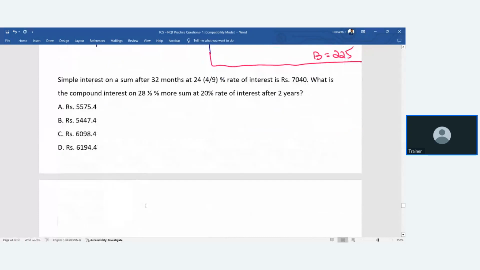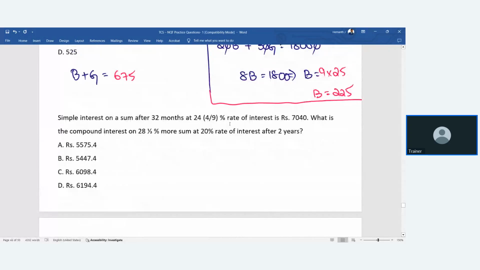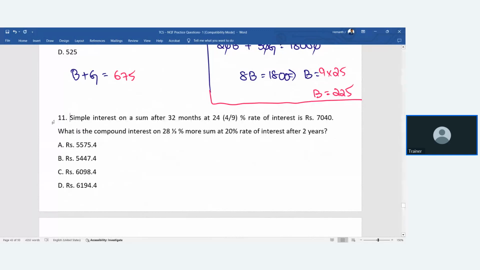Simple interest on a sum of money after 32 months at 24 4 by 9% rate of interest is this. What is the compound interest on 28 1 by 3% more sum? This is simple interest and compound interest combined they have given. Right? They combined both in one question. Okay. So 7040 simple interest. Principal we don't know. Timing 32 months I have to convert into years, I have to always divide by 12. And rate of interest, divide by 100, R value 24 4 by 9, which is 220 divided by 9. Yeah, 24 4 by 9, 216 plus 4, 220 divided by 9 is this.